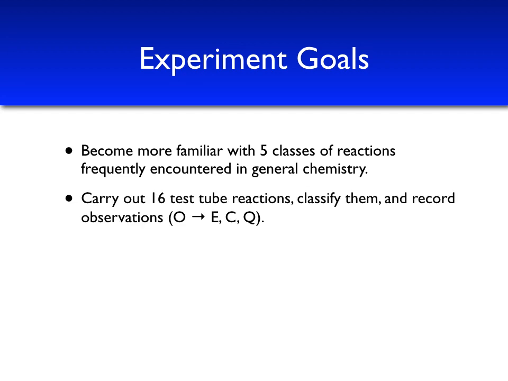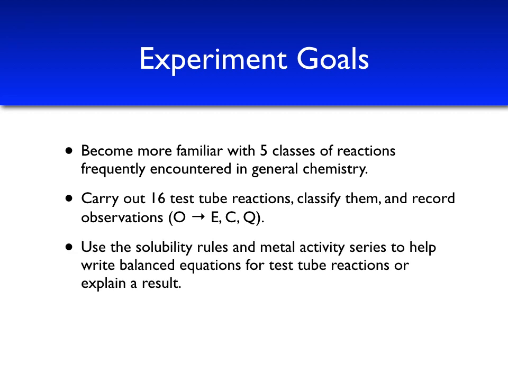In part 1 of this experiment, we'll carry out 16 test tube reactions and classify them and record observations from carrying them out. This involves thinking and understanding skill number 3. Recorded observations can lead to explanations, conclusions, or sometimes questions.